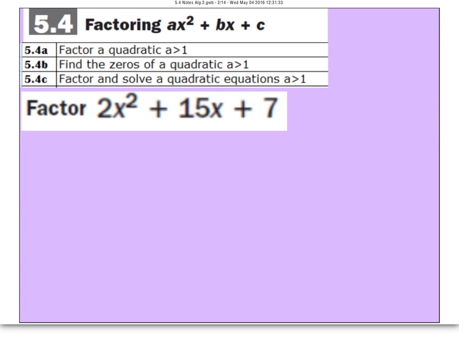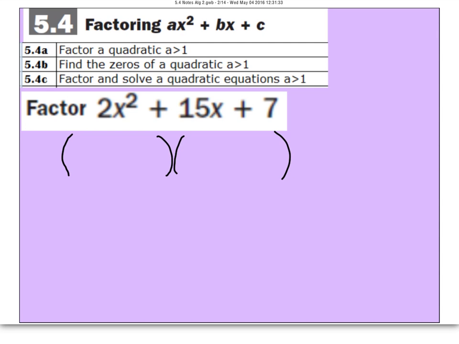For learning objective 5.4a, we're going to factor quadratics again, but this time when the number in front of the x squared is greater than 1. So let's start off by looking at this particular example. Works the same way as we did the other day. So remember, we're going to take this trinomial and put it into two groups of two binomials.